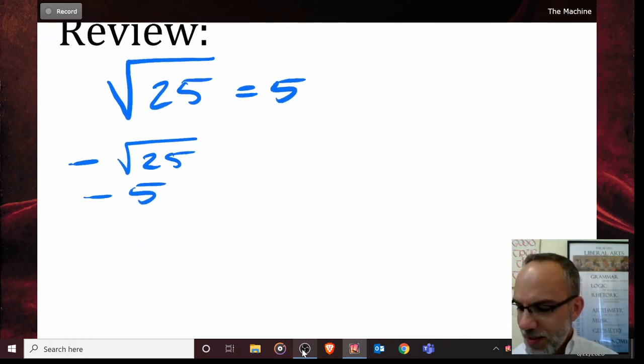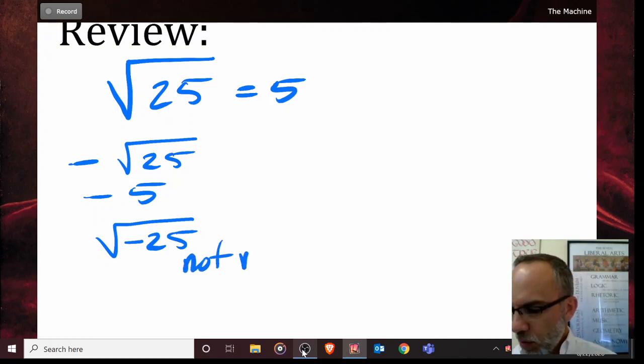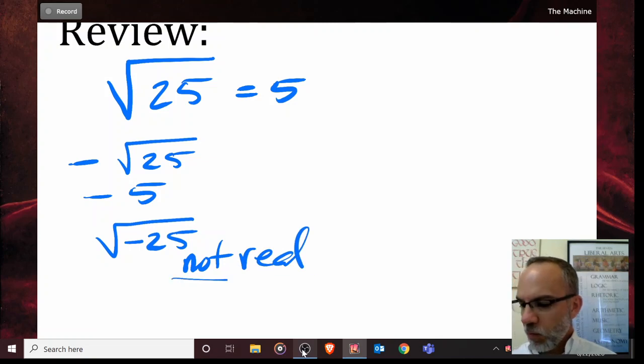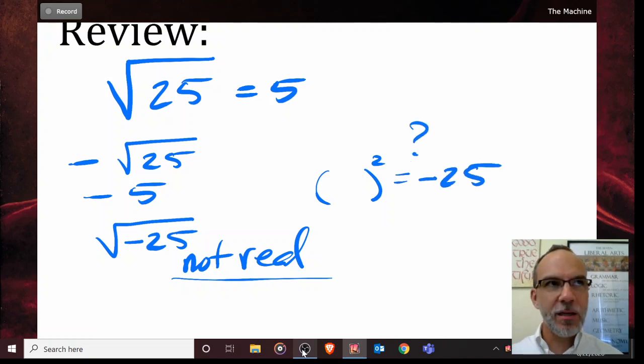But then what was the square root of a negative 25? Now, up until now, you've been like, no, you can't do that. That's not a real number. Because it's really asking what squared is equal to negative 25. And of course, there isn't a real number that when you square it, you get negative 25.